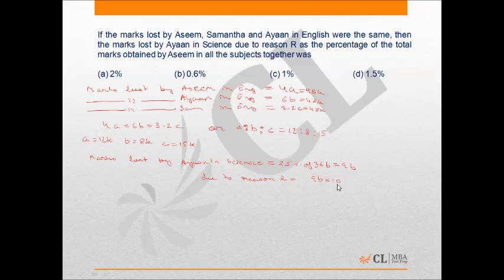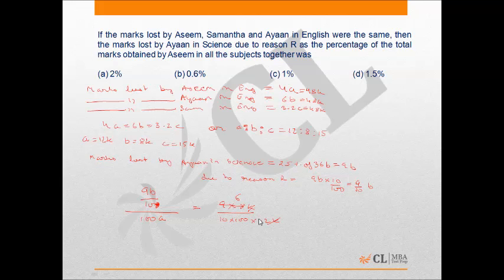9B into 10% of it, that is 9B by 10, as the percentage of total marks obtained by Asim in all the subjects together. We know that the total marks obtained by Asim in all the subjects put together is 100A. So basically we have to find out 9B by 10 whole divided by 100A. Putting the value of B and A, 9 into 8K divided by 10 into 100 into 12K. K and K is cancelled out. 9 into 8 is 72.